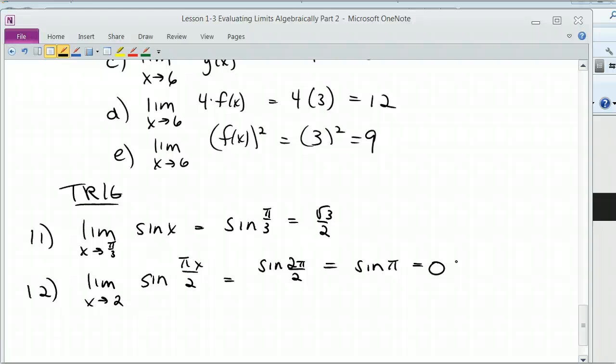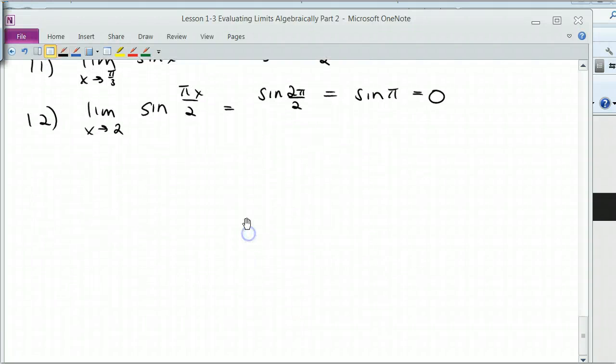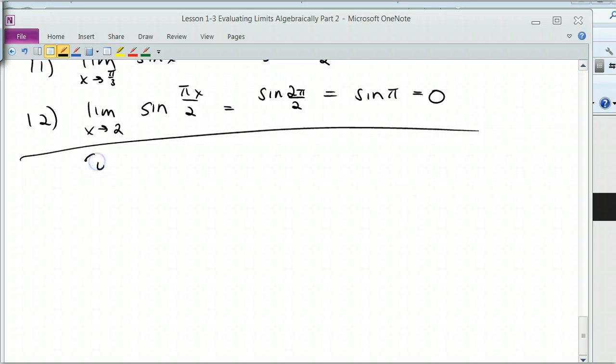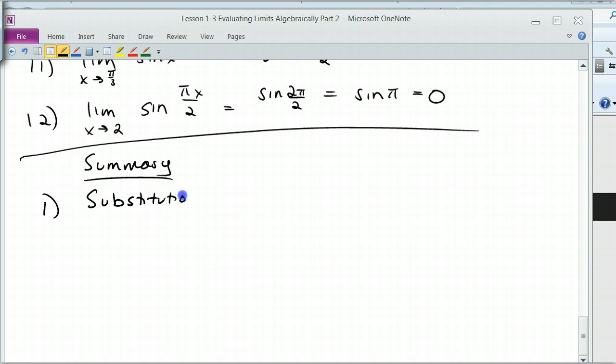Well, this is the end of part 2. Well, wait a minute, I would like to do a little review though. Let me do a review before I end part 2. Maybe we'll call it a summary. Number 1, substitution. Always try this first.